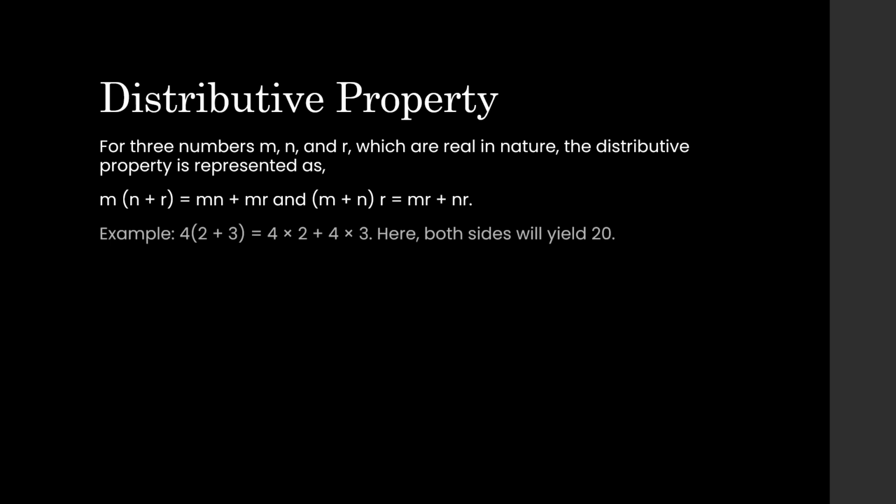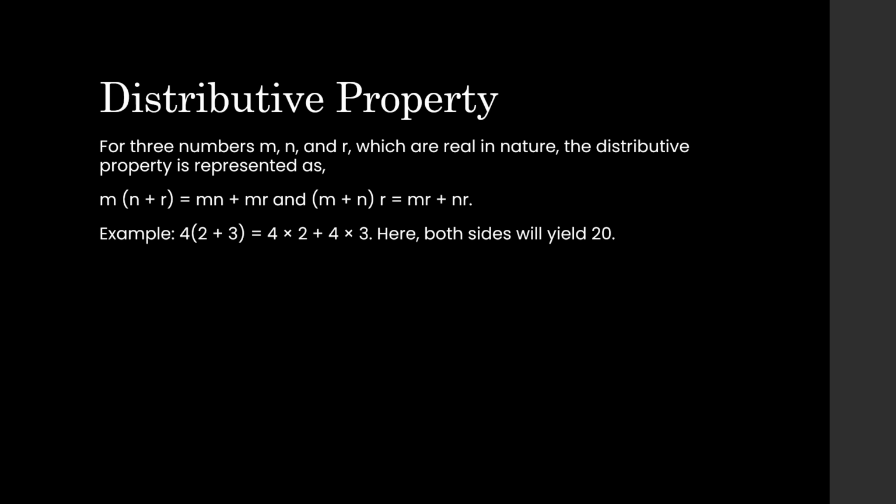For example, 4 into (2 plus 3). Now this 4, which is outside the bracket, is first distributed to 2. So 4 into 2 plus 4 is again distributed to 3, 4 into 3. This is the distributive property. 4 2s will give you 8. 4 3s will give you 12. And 12 plus 8 will be 20.